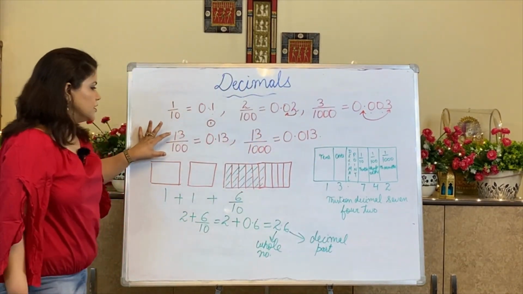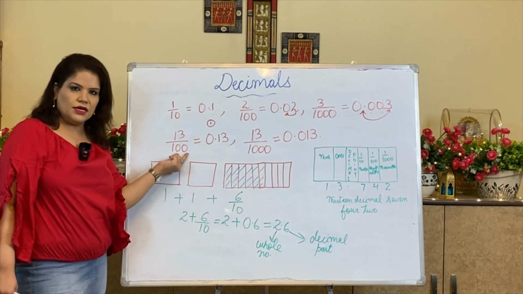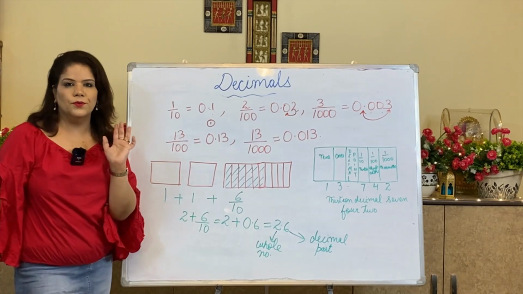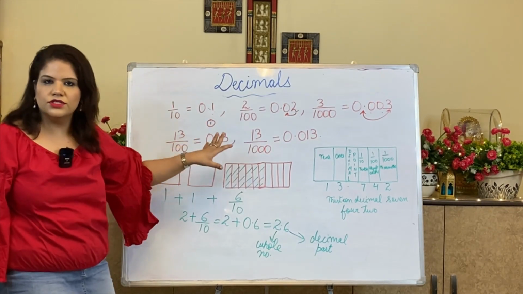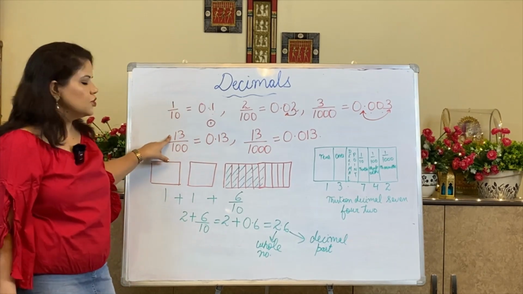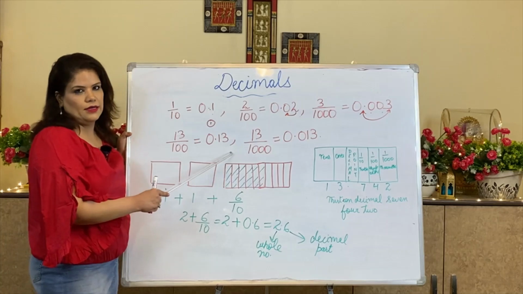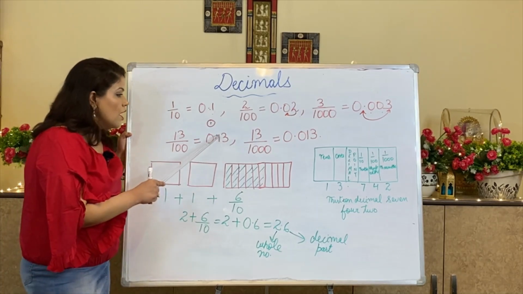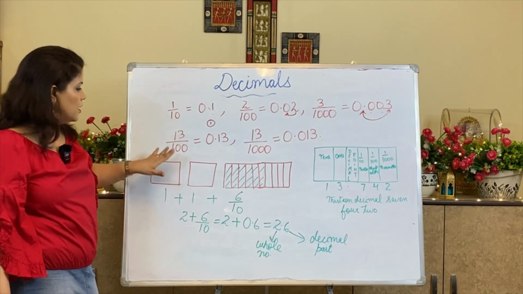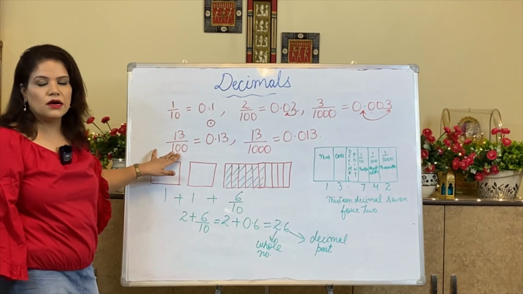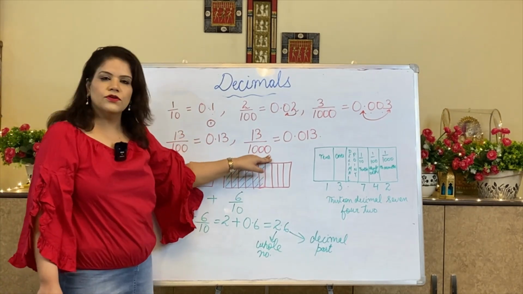Now we have 13 upon 100. We have two zeros in the denominator and 2 digits in the numerator. So that means after the decimal, a 2-digit number will come, and since the numerator has 2 digits, we will write 0.13. There will be no zero after the decimal because the numerator already is a 2-digit number and after the decimal we need a 2-digit number. Here we have 3 zeros.